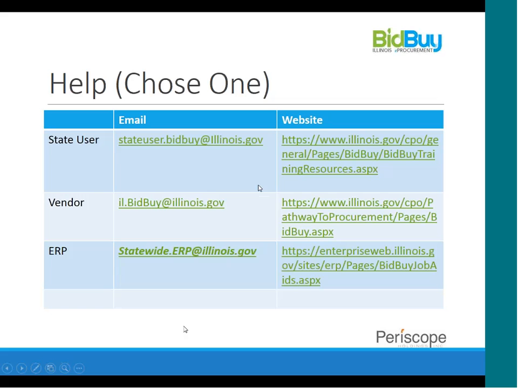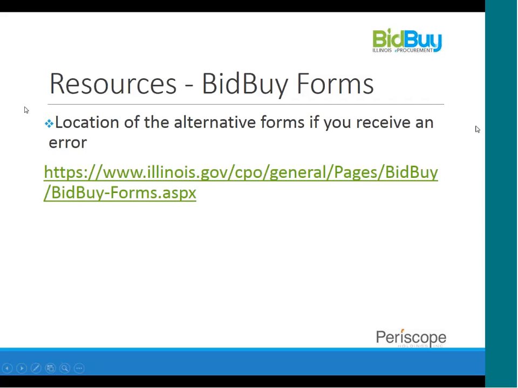So when reaching out, choose the one that's the right one. Another thing we just wanted to underscore quickly, alternative forms. The alternative forms are available, and the key word here is alternative. If you are using BidBuy and you are finding that you are using the alternative forms all the time, that's really not the purpose or intent of the alternative forms. The alternative forms are to be used when the form within BidBuy is not functioning for you.